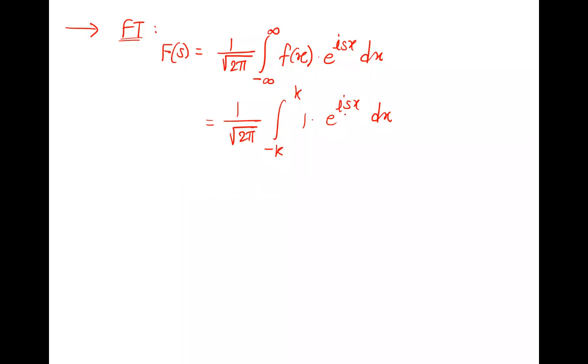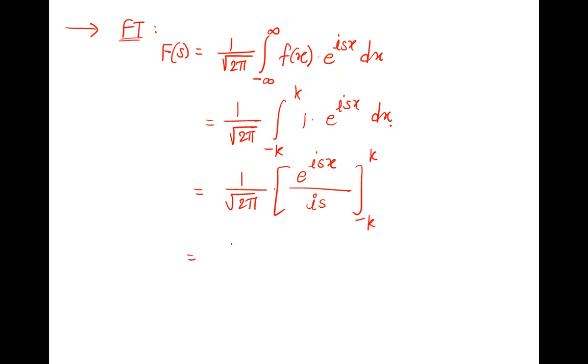Will it be minus f of x? No. So it is neither even nor odd. Am I right? Yes. That's why we are directly integrating it. What is the integration of e^(isx)? It is e^(isx) upon the derivative of isx with respect to x, that is is. And that is from minus k to k.